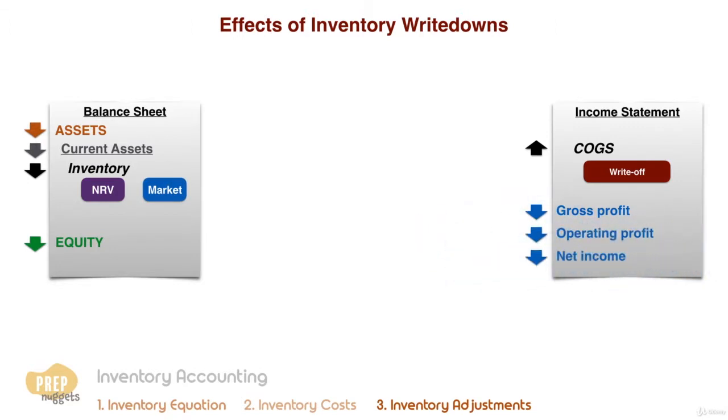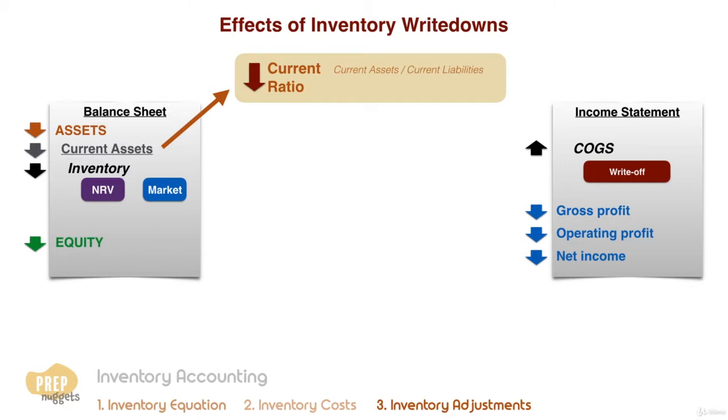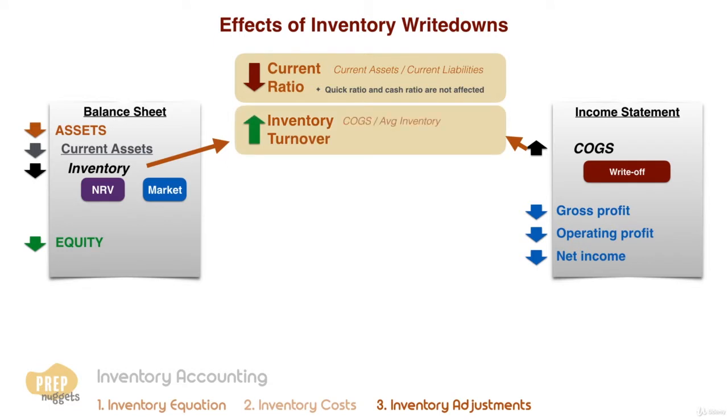All these changes affect the ratios in different ways. The current ratio decreases as the current assets decrease. However, the quick ratio and cash ratio are unaffected because inventories are not included in the numerator. Inventory turnover is increased as the cost of goods sold increases and average inventory decreases. This decreases the days of inventory on hand and subsequently the cash conversion cycle.